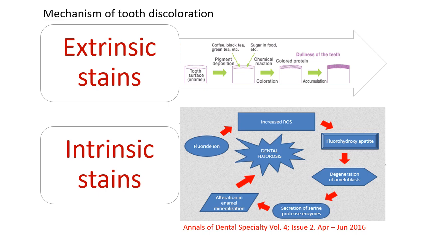Whereas in the case of dental fluorosis, you can see that during the growing ages, when the body is exposed to a higher number of fluoride ions, there is an increased deposition of fluorhydroxyapatite, which will degenerate the ameloblasts, and then secretion of serine protease enzymes, and there's an altered enamel mineralization, which causes dental fluorosis.